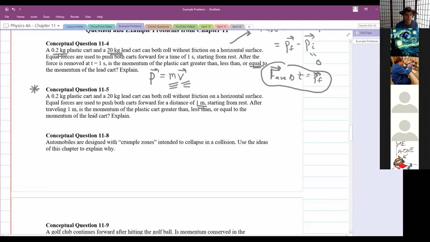And now the question is, how does the momentum of the plastic cart compare to that of the lead cart? So first case, we applied the same force for the same amount of time. Second case, we're applying the same force over the same distance. And now the question is, how do the momentums compare? Take about 30 seconds. It's a little bit more challenging than the first one, but think about how I can use work and energy to possibly answer this question.